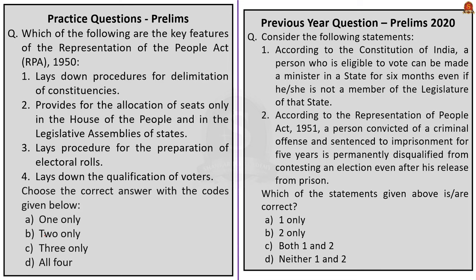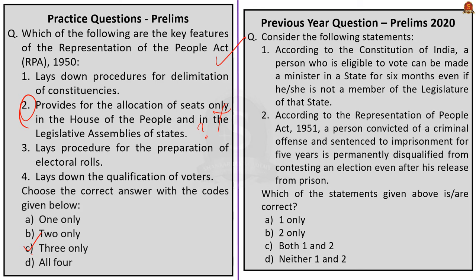Take a look at this question about the RP Act. Here the only suspicious or extreme statement in the question is statement 2. Does the RP Act provide for allocation of seats exclusively to the House of the People and Legislative Assembly of States? See, the answer to this question is no. The RP Act also provides for allocation of seats in the legislative councils of states as well. So the correct answer for this particular question is option C, 3 only, because statement 2 is incorrect here.